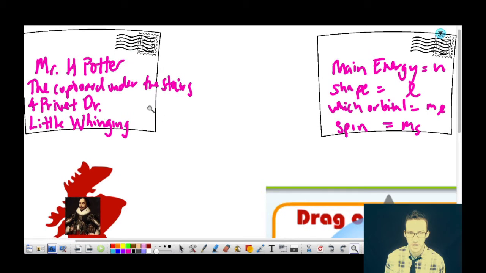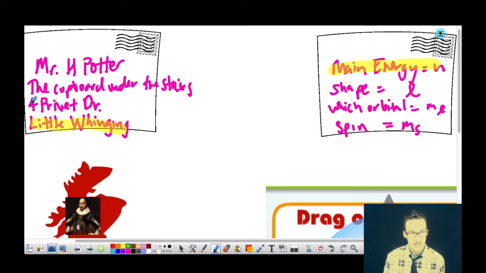Now let's compare our two addresses on our two envelopes. The town here, Little Whinging, is sort of like the big starting point. I want to make sure it goes to Little Whinging and not like Dorchester or Edinburgh or some other crazy town in England. That corresponds to the main energy level. What general town are we in? Are we in Round Rock? Are we in Austin? Are we in Little Whinging? Or are we in London? London proper. It's like generally where are we at?